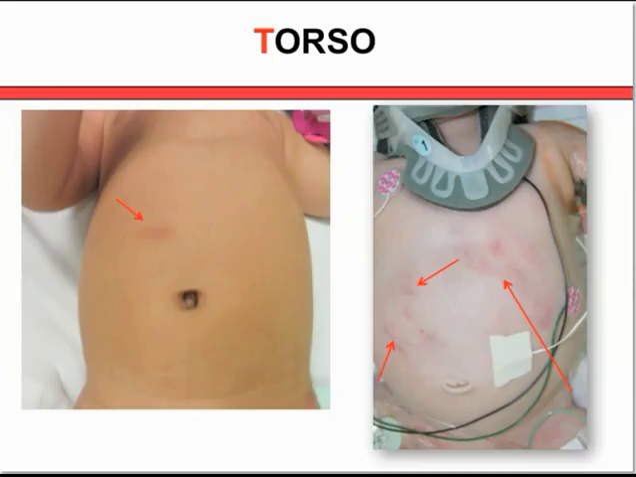Her head CT was completely normal, as was her skeletal survey. However, her screening abdominal trauma labs indicated an AST and ALT in the thousands. This prompted an abdominal CT, which revealed a grade 3 liver laceration.